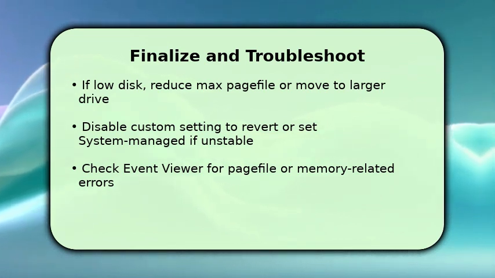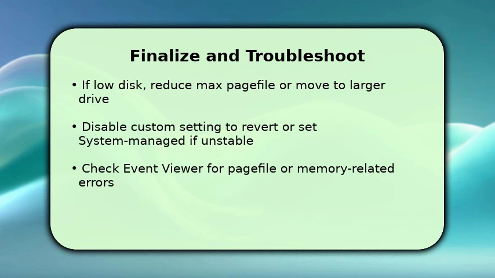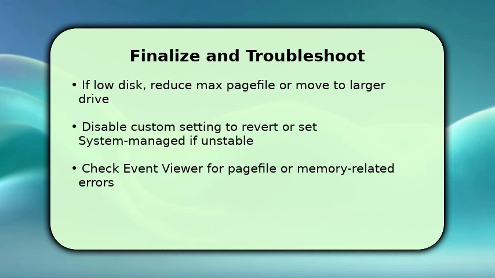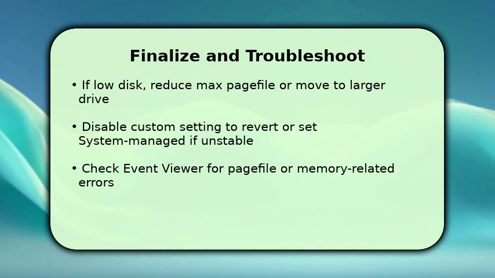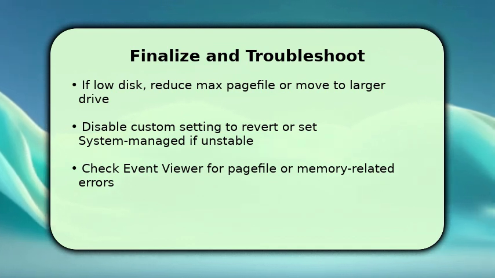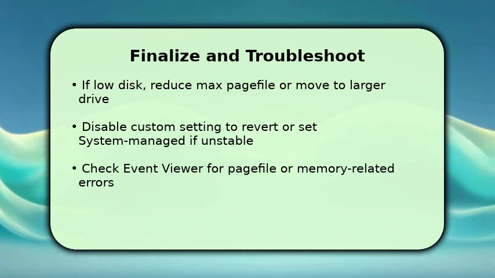If you encounter slowdowns or frequent disk thrashing, make sure you did not overcommit a small SSD, reduce the maximum page file, or move it to a larger drive. If errors occur, revert to System Managed Page File temporarily. Open Event Viewer to find page file or memory warnings that point to causes. Finally, keep backups and adjust sizes iteratively until performance and disk health are balanced.